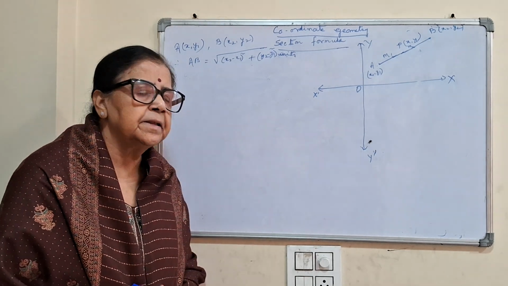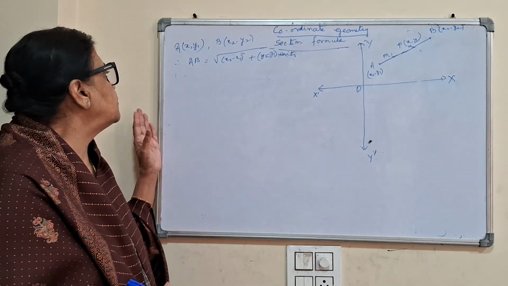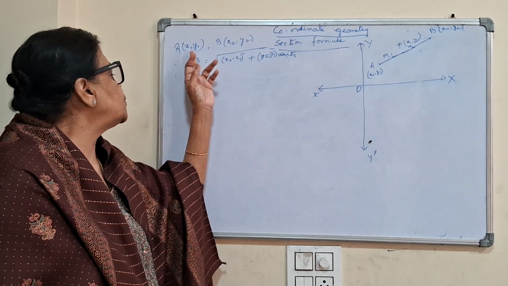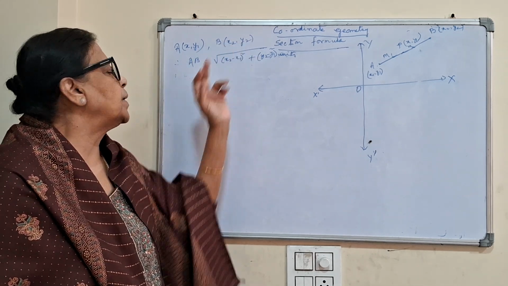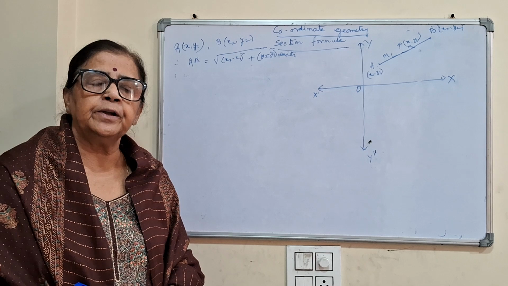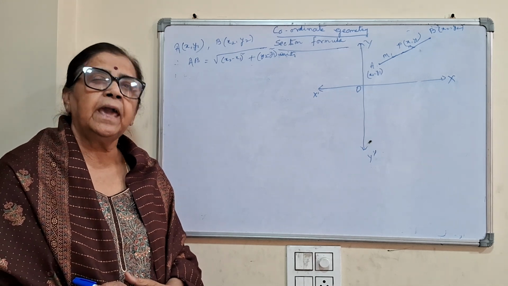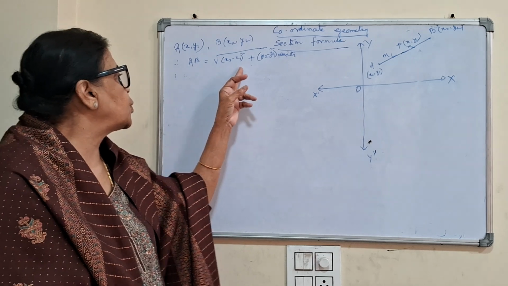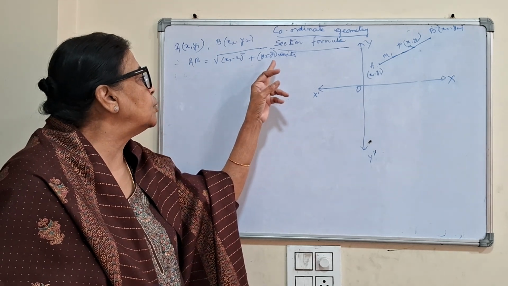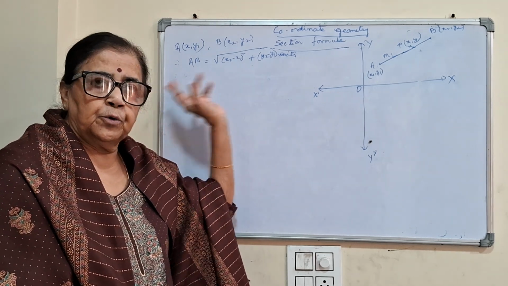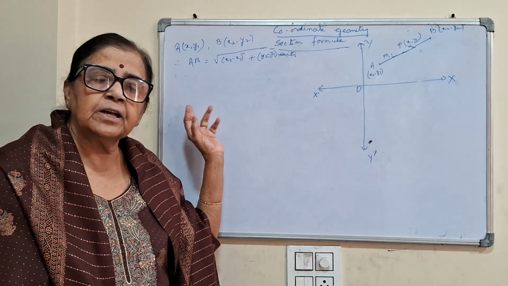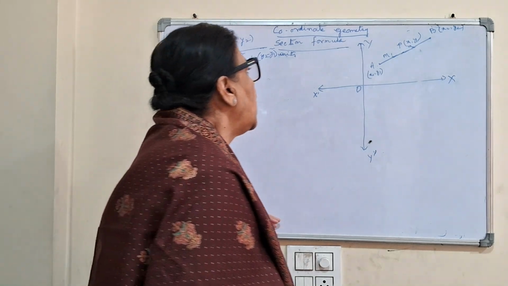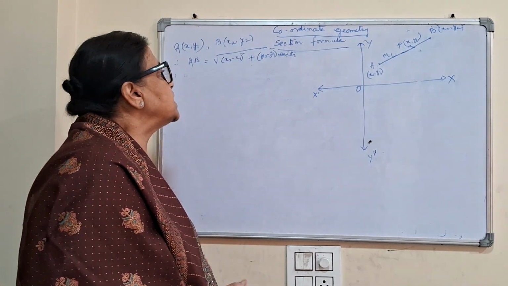We have studied the distance formula. A and B are two points, with coordinates (x1, y1) and (x2, y2), and we have to find the distance between A and B. AB is equal to the square root of (x2 minus x1) whole squared plus (y2 minus y1) whole squared, in units. I have explained that in the previous class. So now I want to explain the section formula.